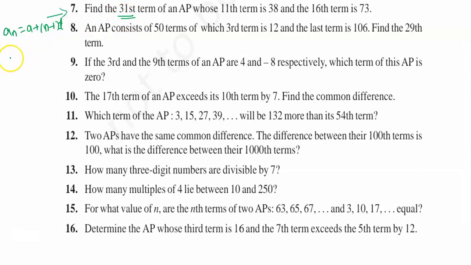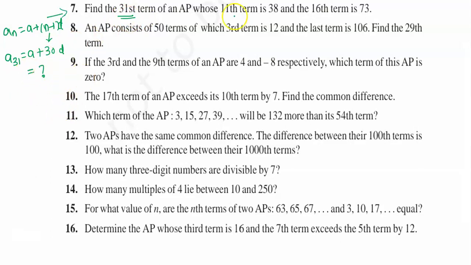The 31st term means what? a31 is equal to a plus 30d. Everybody is clear, because 31 minus 1 is equal to 30, right? So it is saying find the 31st term. So we have to find this, right?